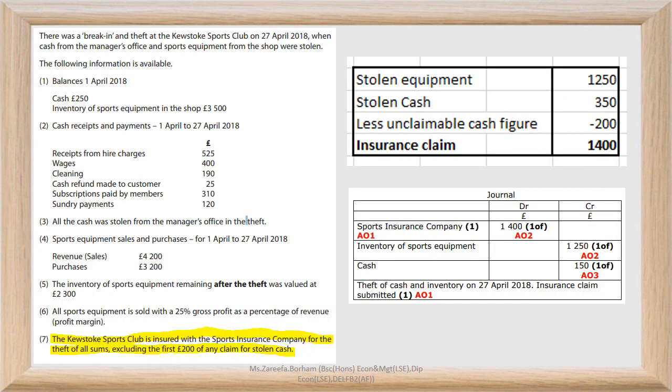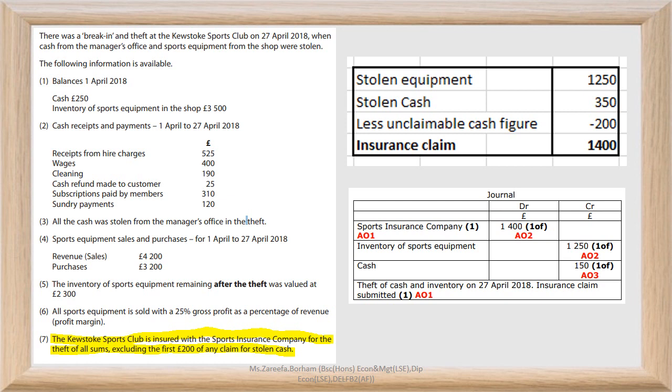Accordingly, we can find information 7 useful. This states that the club is insured for the theft of any amount except for the first 200 of any claim for stolen cash. So, the insurance claim will be the total of the stolen cash and equipment minus 200.